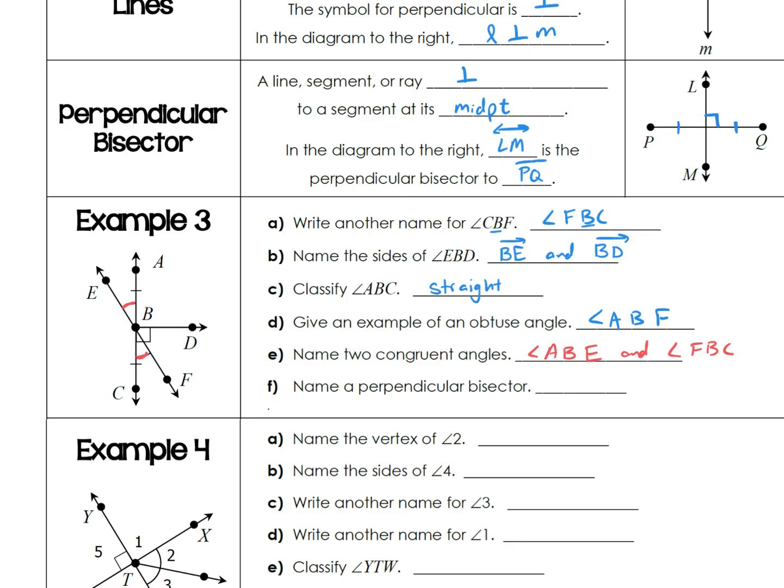Last but not least, I want a perpendicular bisector. So I'm looking for both the perpendicular symbol and segment congruent symbols. So here is my perpendicular piece, and then here is my congruency symbols. So I want the bisector. I want the thing doing the bisecting. In this case, it's going to be ray BD. And make sure we notate that properly.